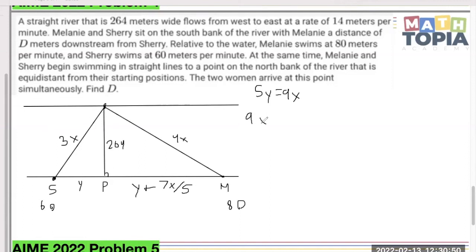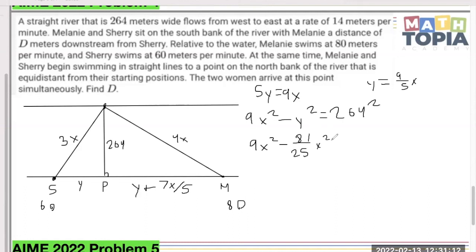If we use it, 9x squared minus y squared is equal to 264 squared. So what we can do at this point is just plug in. Well, y, if we divide by 5, is just 9/5 x. So if we square things here, we get 9x squared minus 81 over 25 times x squared, and this would be equal to 264 squared. So now we can multiply by 25.